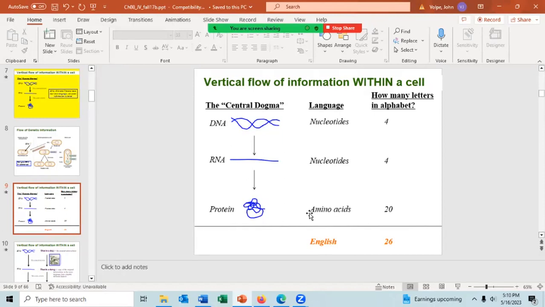And there's 20 different letters in the protein, meaning at least in humans, we have 20 different amino acids. Most organisms also have 20 different amino acids in the organism. For comparison, English, another language, has 26 letters in the English language, meaning 26 different characters of the alphabet. Any questions about any of that?